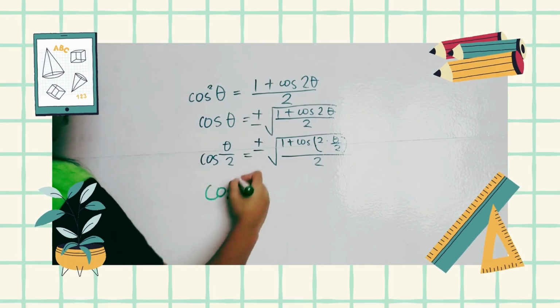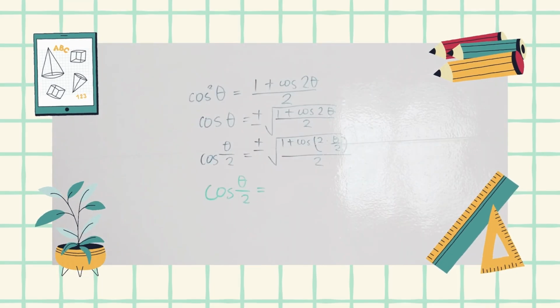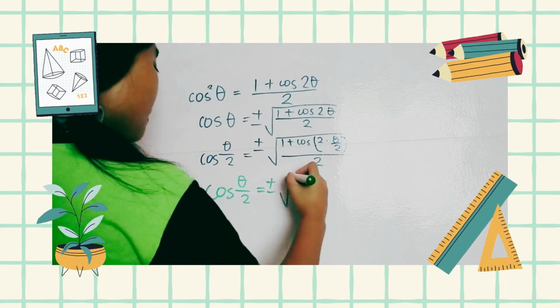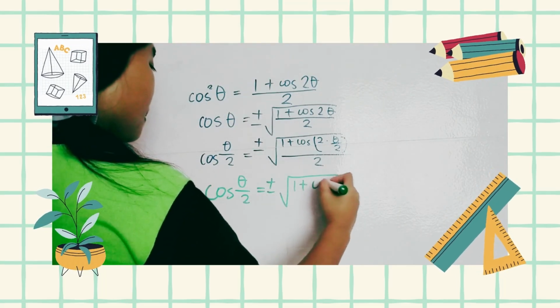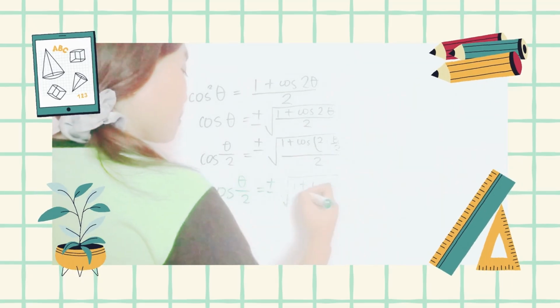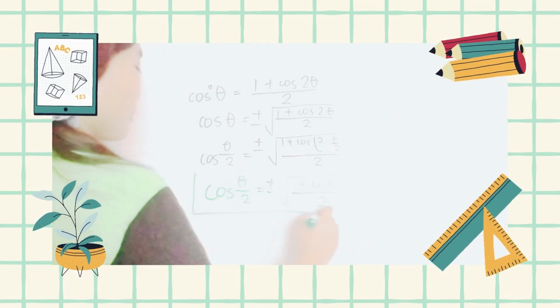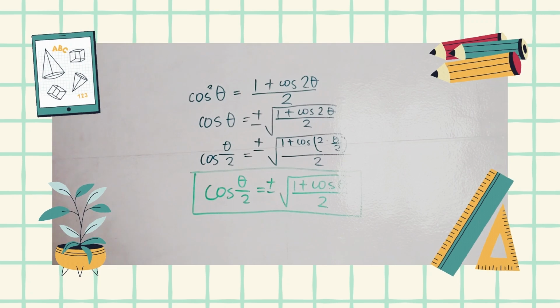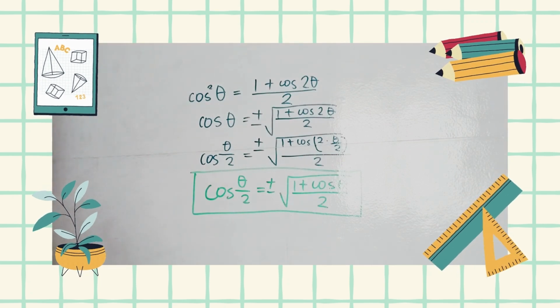Then, let us simplify. This is the derivation of the cosine half-angle formula.